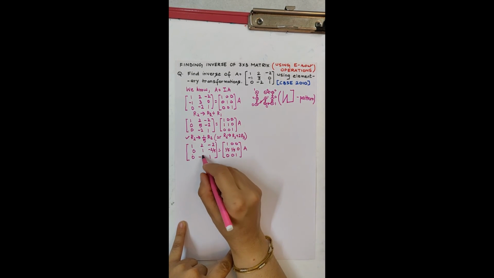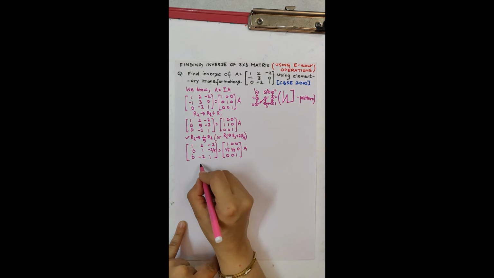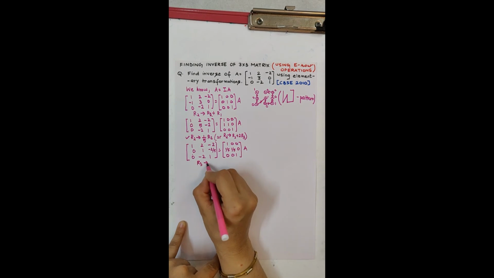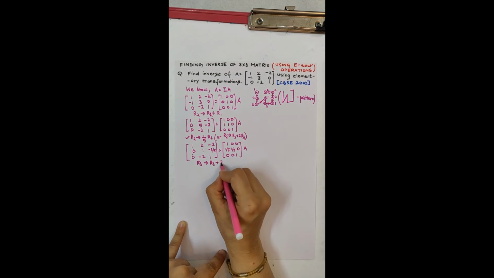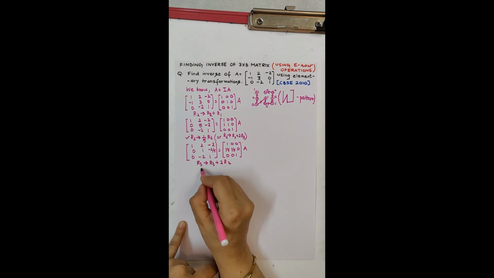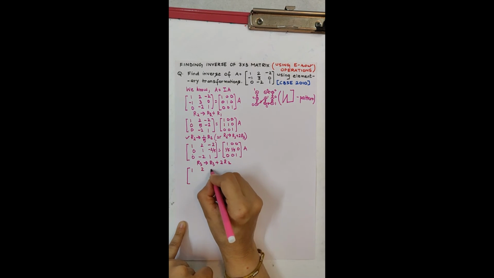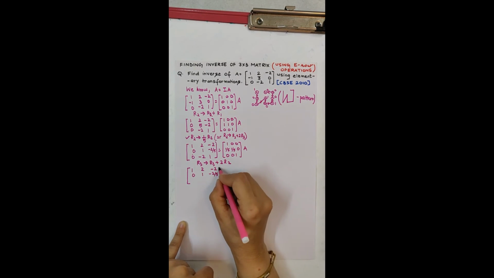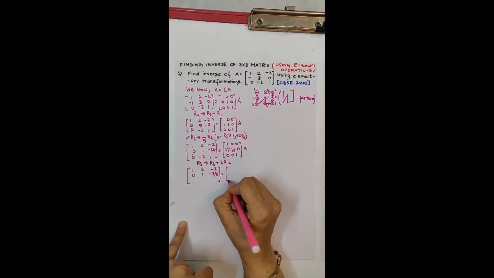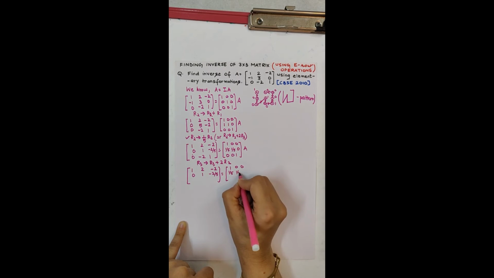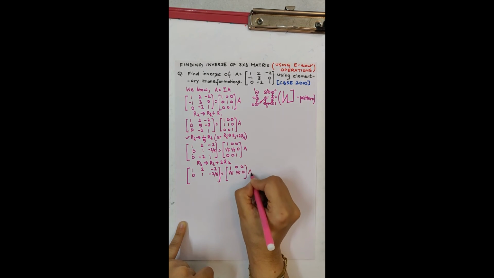Alright, so now we have to make this entry 0. So for that what we can do is that I can multiply this by 2 and then add to this. So we apply the operation R3 goes to R3 plus 2 times R2. Since we are transforming R3, let's copy the first and the second row as it is. 1, 2, minus 2. Then we have 0, 1, minus 2 by 5. And the third row we will evaluate. Here on the right hand side, this is 1, 0, 0. Then 1 by 5, 1 by 5, and 0 as it is, and this A as it is.